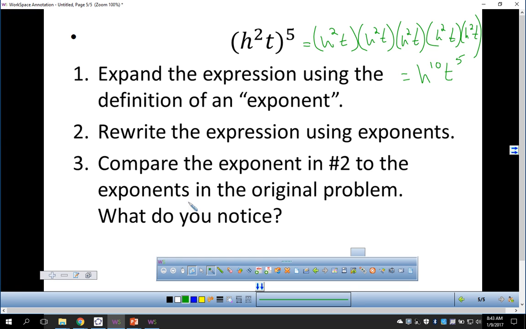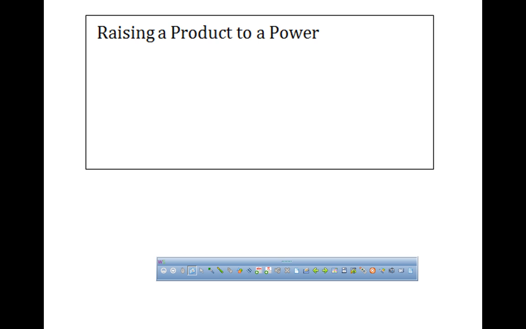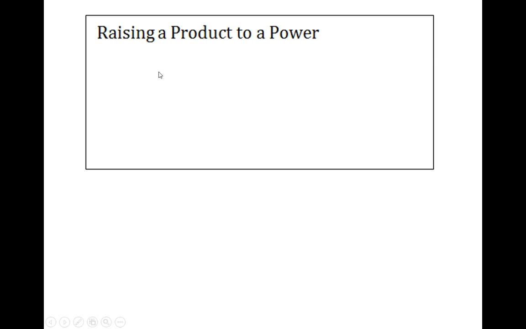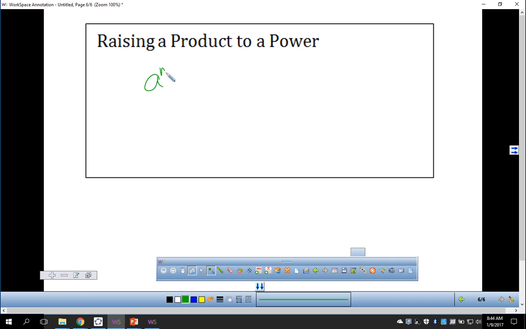So that's kind of the second version of the power rule, raising a power to a power. So if you have something like a to the m, b to the n raised to the, I don't know, let's put another letter, let's put a p here, okay? That's equal to a to the mp times b to the np.